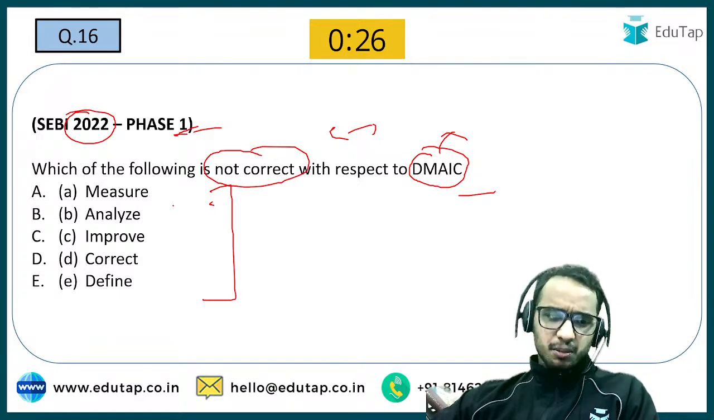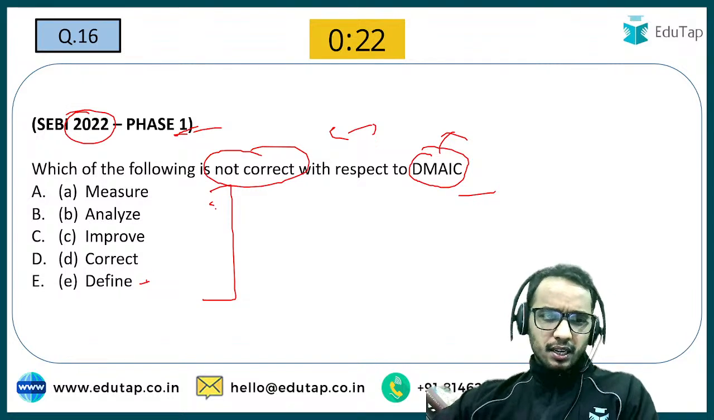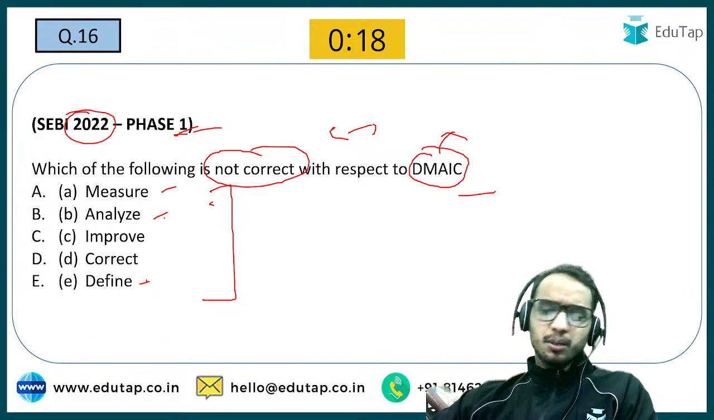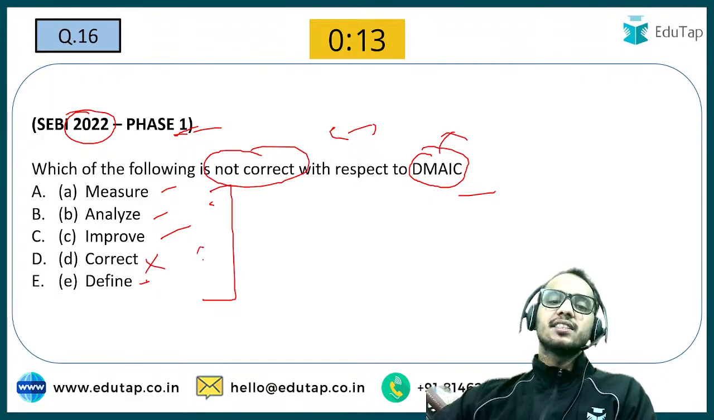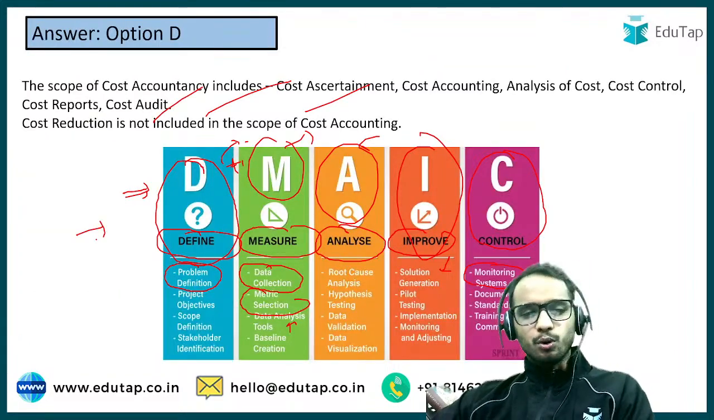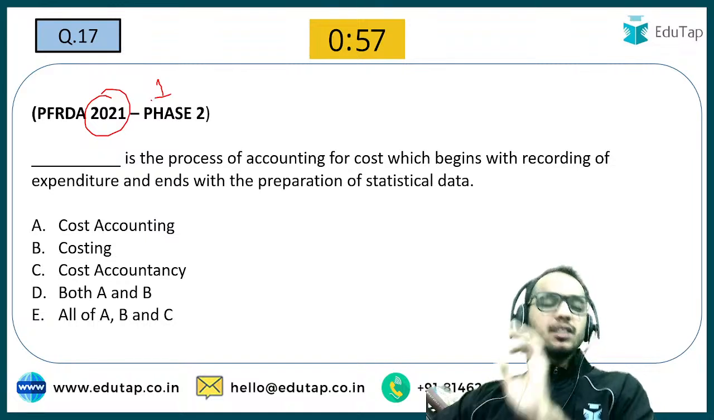D is defining the problem, so we have defined, so it would not be the answer because it is correct. M is measure, analyze is also correct, you are analyzing the process, improving the process is also correct. C is not correct, C is control, so option number D would be the correct answer here. Got it? Okay. Now PFRDA 2021 phase 2 question it is.